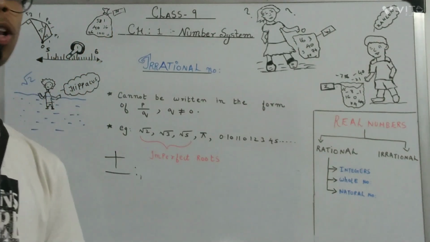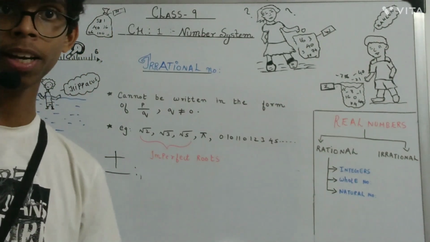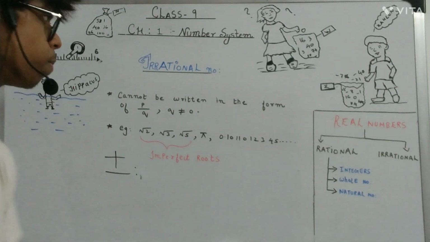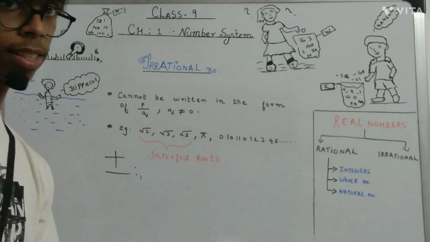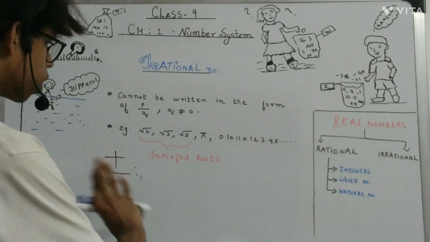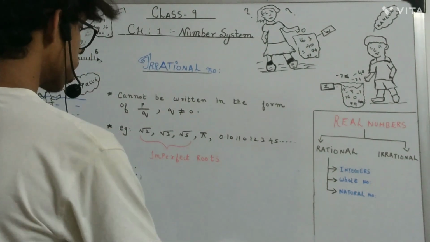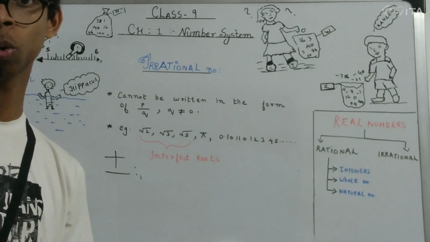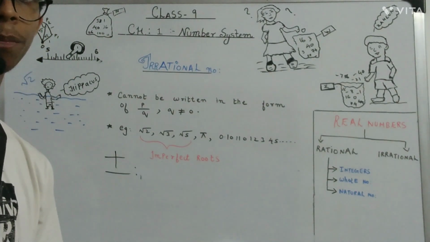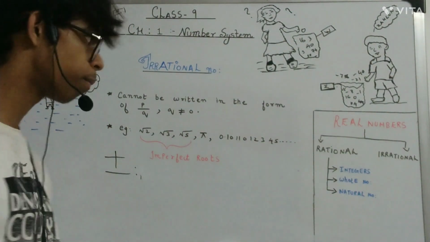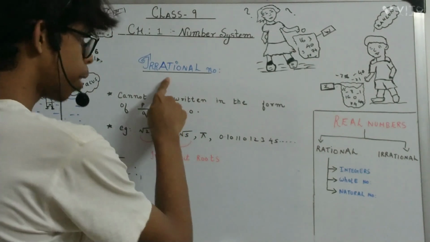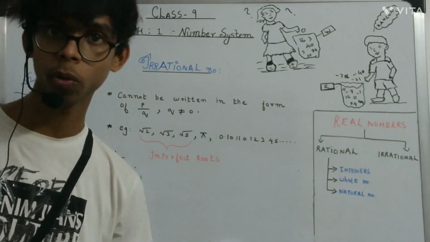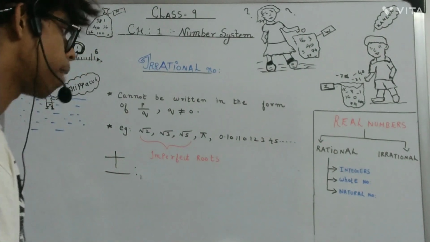Now, how will we identify whether a given number is a rational number or an irrational number? This concept we will be seeing a bit later. So you just note down the examples for irrational numbers as of now. It includes all the imperfect roots. Perfect roots are not irrational numbers. They are rational numbers. Similarly, pi is an example of an irrational number. 0.1010 etc. is also an example of an irrational number.